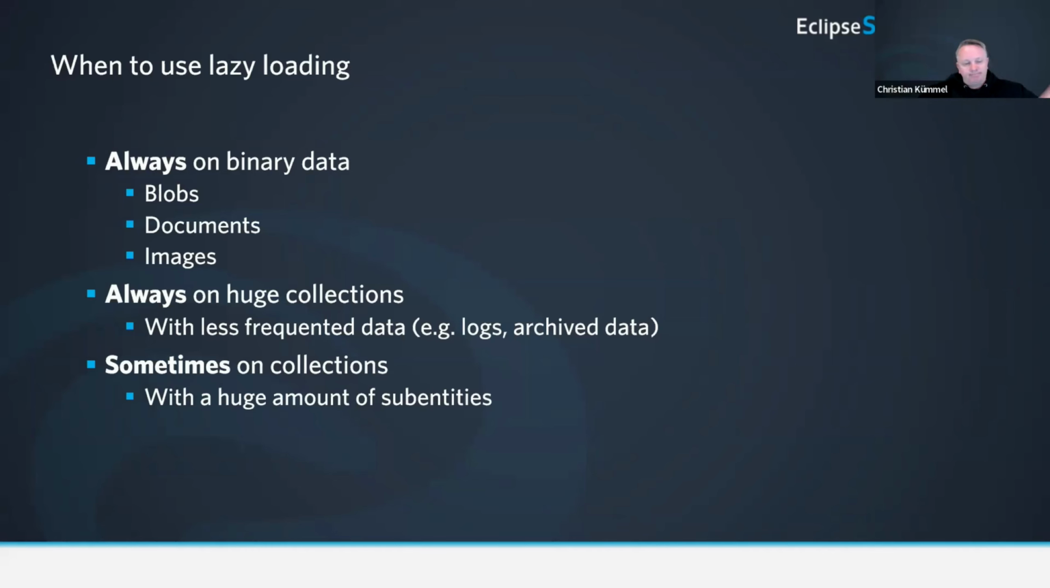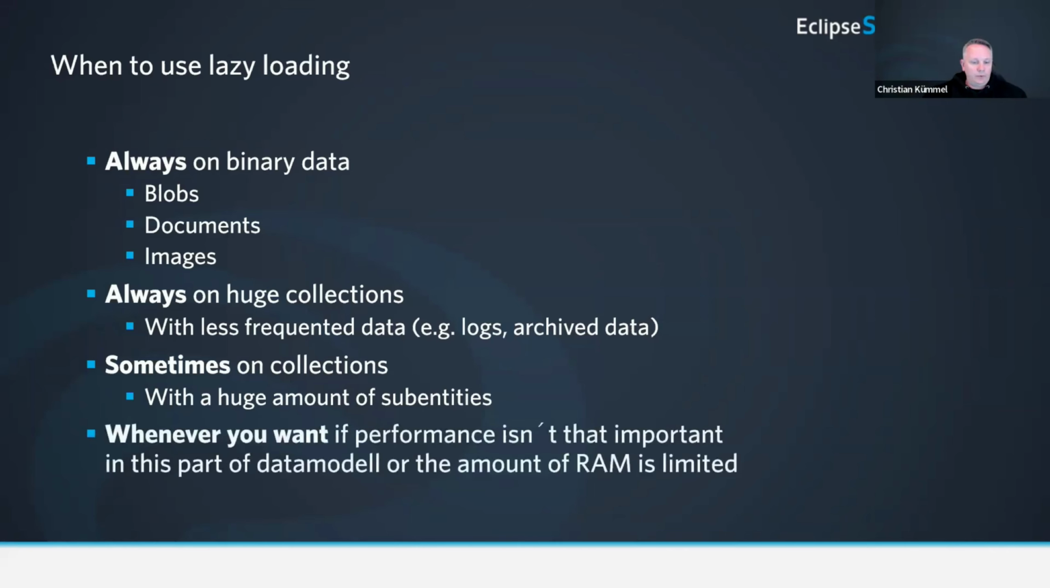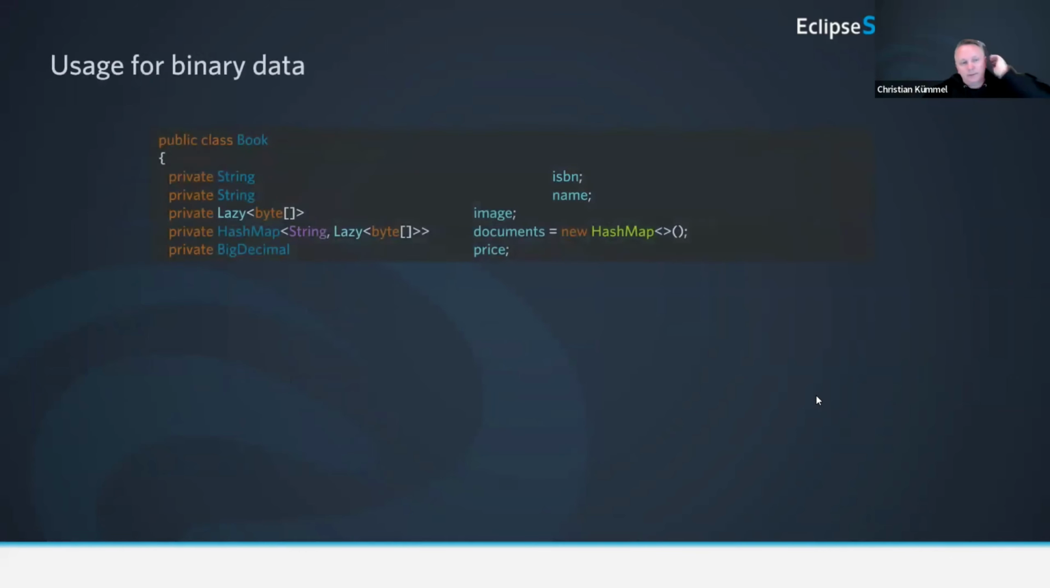Yeah, I think that's not that important since we provided you the GigaMap. That makes things a lot easier. But for now, it's a decision that you have to make at the end. You always have to consider how many people are working, how many concurrent users do I have, and how frequented is the data, and so on. It's up to you to create your own object graph, whenever performance isn't that important in this part of the data model, or if the amount of RAM is limited. Yeah, okay, I think that's quite clear.